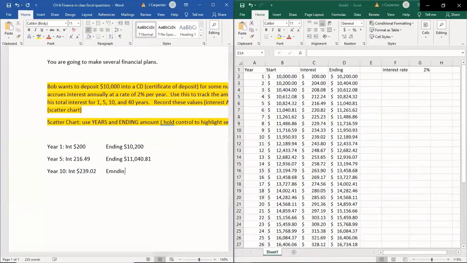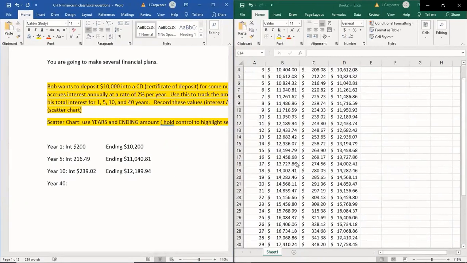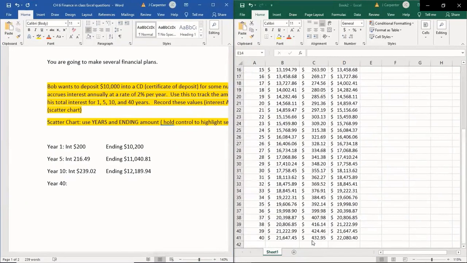And the ending balance, was year 5. I didn't do that right, did I? Yes, I did. Year 10, 12,189.94. And then for year 40, so we're just not looking at anything for a while. We made $432.95 for free that year with an ending balance of $22,080.80.